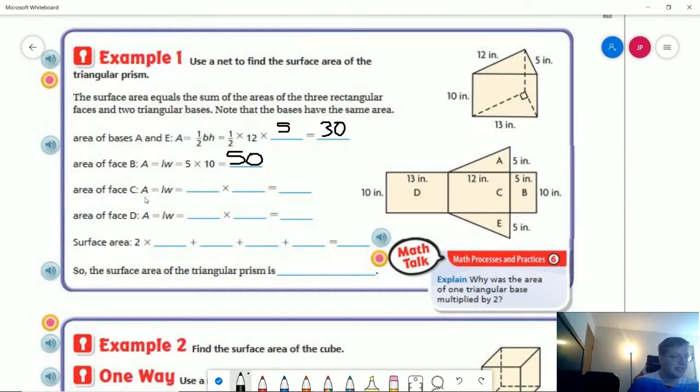For part C, we are doing 12 times 10, and that's going to give us 120. For part D, we're going to do 13 times 10, and that's going to give us 130. And then we can add all these up. I'm going to skip this part and just do the addition. So that would give us 250, 300, 330, but we're doing it twice. So 330 plus 30 would give us 360 inches squared.